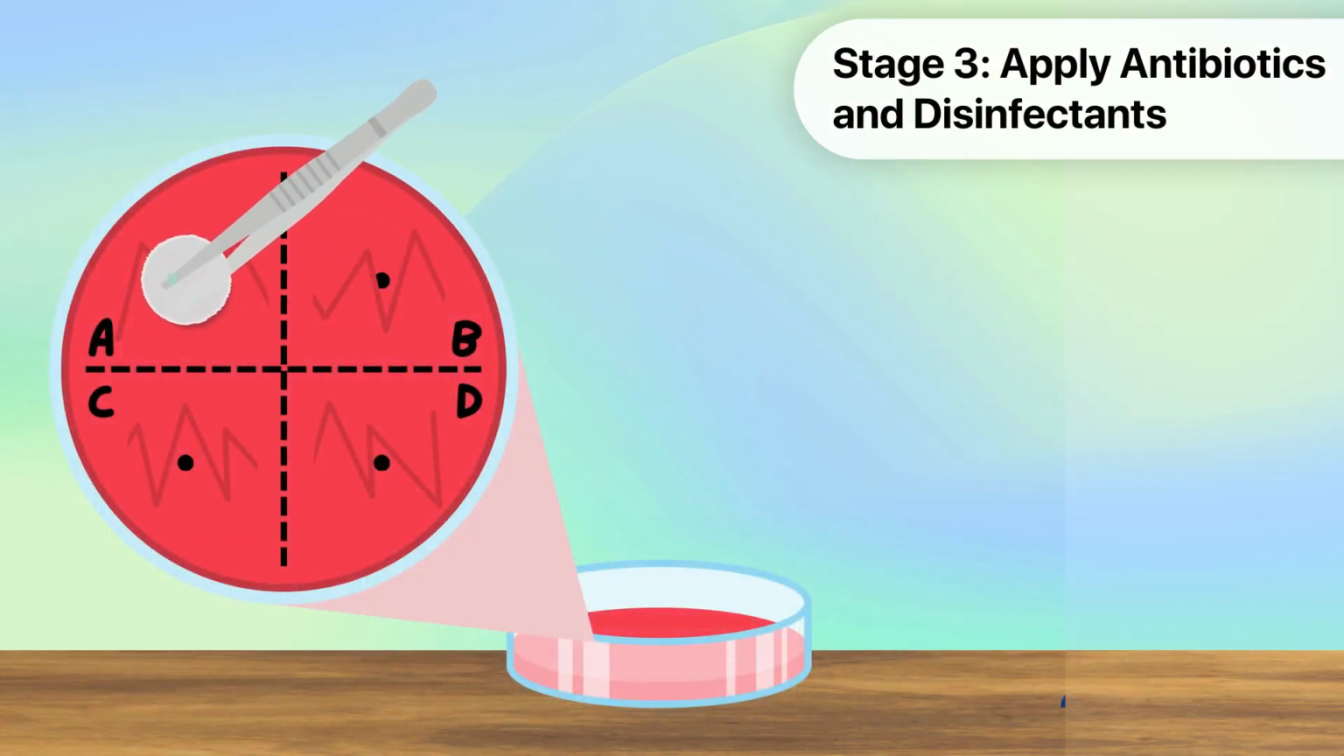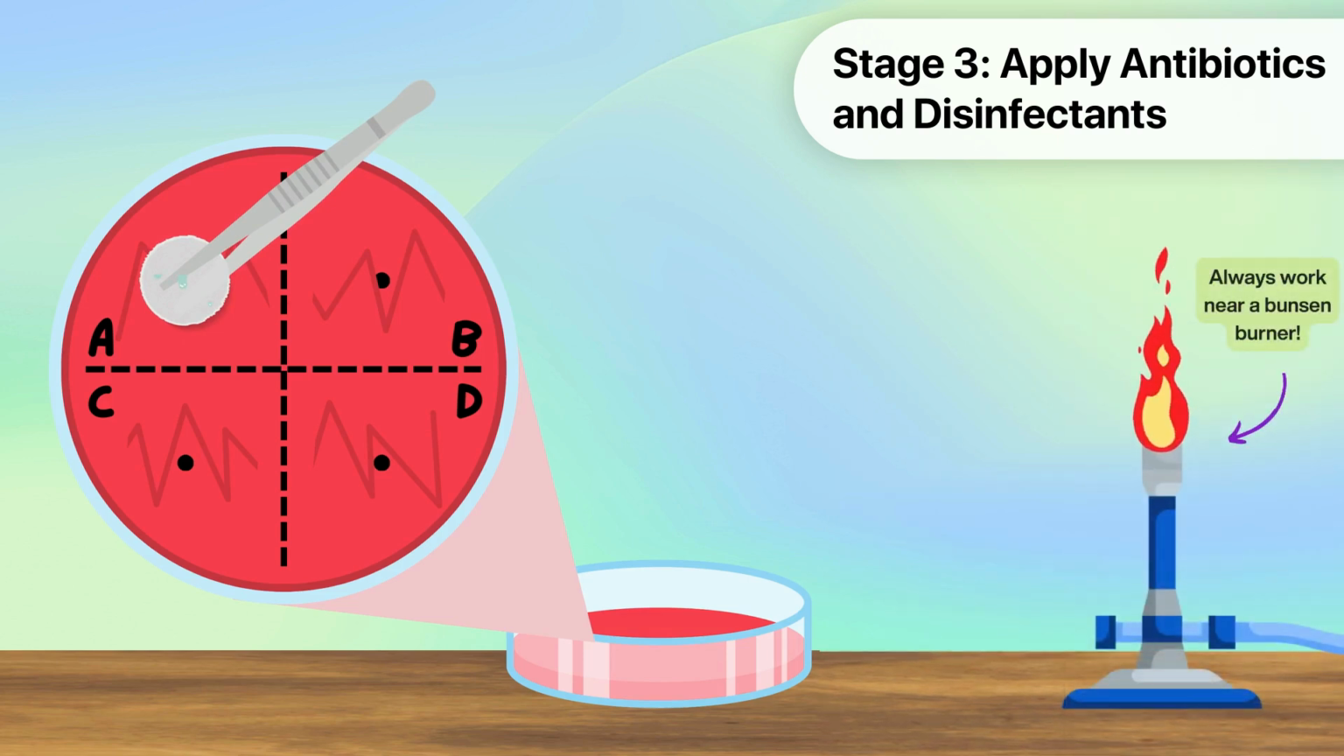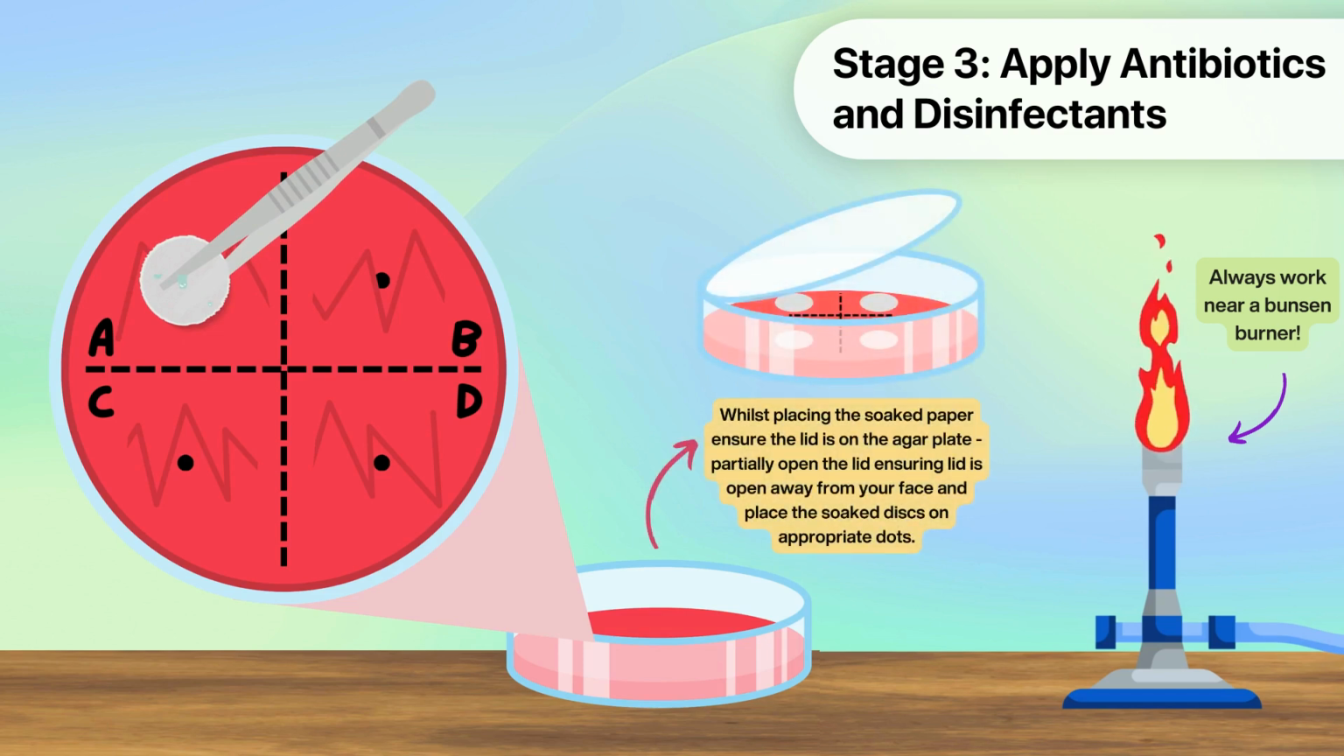Now, carefully place each soaked paper disc onto the surface of the agar plate. Use sterile forceps to avoid contamination and ensure each disc is pressed gently onto the agar. There are a few important things to remember during this stage. Firstly, ensure to keep a Bunsen burner nearby so you can continually sterilise the forceps used to place the paper discs on the agar plate. Secondly, we must remember to ensure that the lid of the Petri dish is only partially open, even when we are placing the soaked discs on.